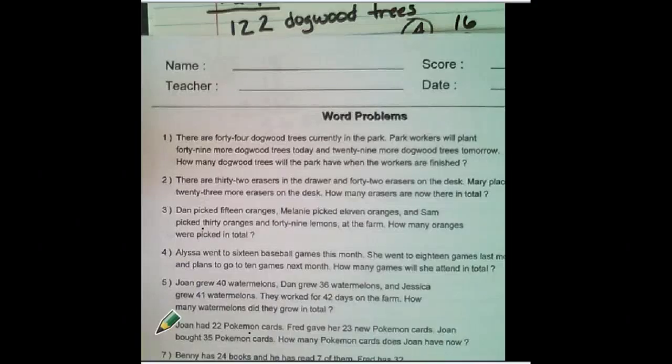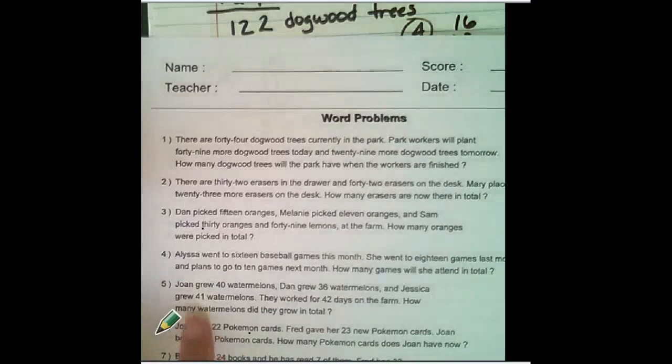Number 5 says Joan grew 40 watermelons, Dan grew 36 watermelons, and Jessica grew 41 watermelons. They worked for 42 days on the farm. How many watermelons did they grow in total? When we look at this, we see that 42 days on the farm, but that doesn't really give us any information as to how many watermelons. So that's information that we would just forget about.